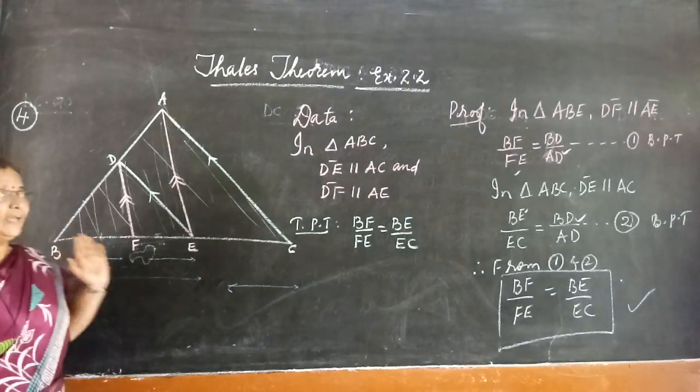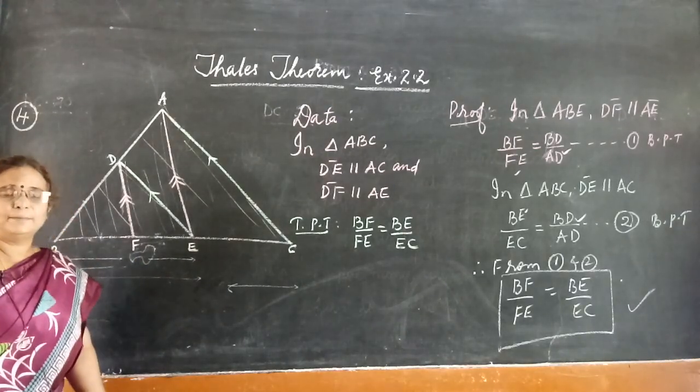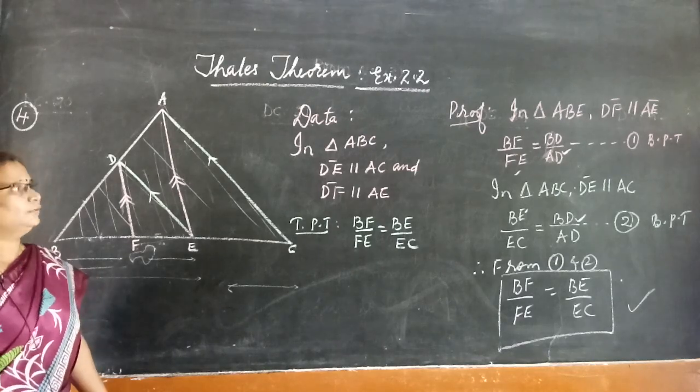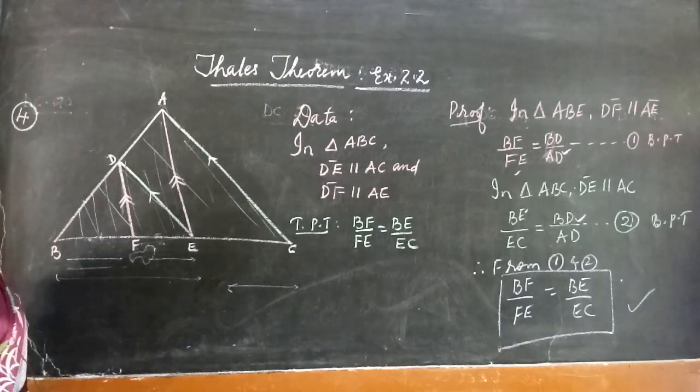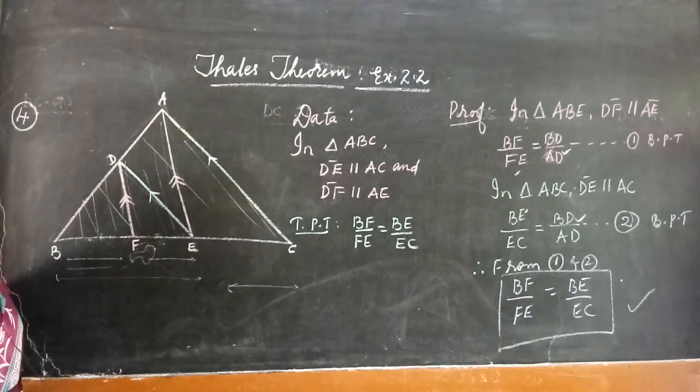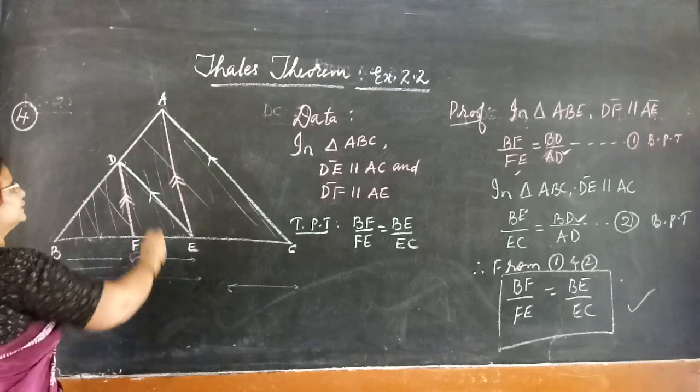Then I said, whenever you find any parallel side to a triangle, we have to apply Thales theorem. We shall identify triangles. Here we can identify 2 triangles which have the parallel sides.